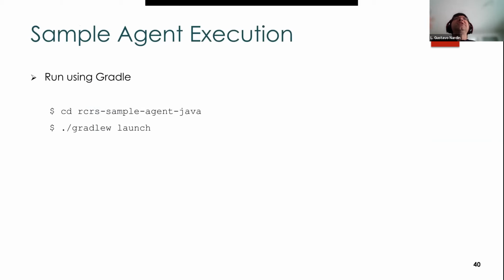So to run the sample agent, first you need to launch the server. Once the server is up and running, then you can open a new terminal and enter this command. You enter in the RCRS sample agent Java subdirectory and use the Gradle W space launch in order to launch the agent. The agent will connect to the server, and then the simulation maybe can be started.